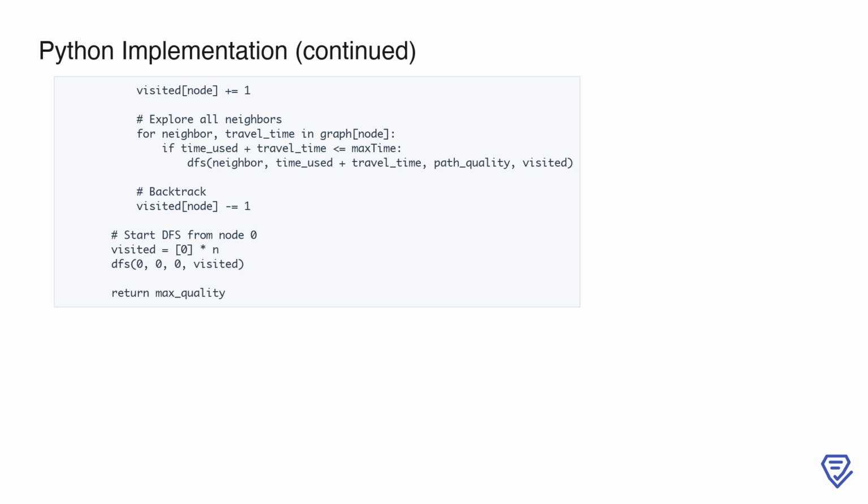The function ultimately returns the maximum path quality found. This approach ensures we explore all possible paths within the given constraints and calculate the optimal path quality efficiently.